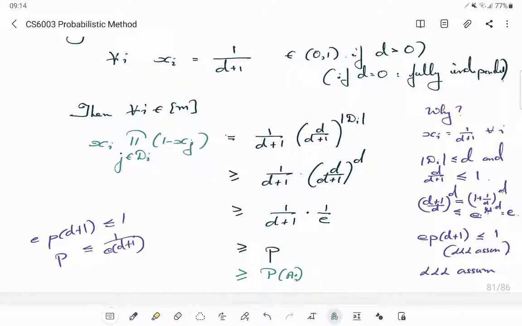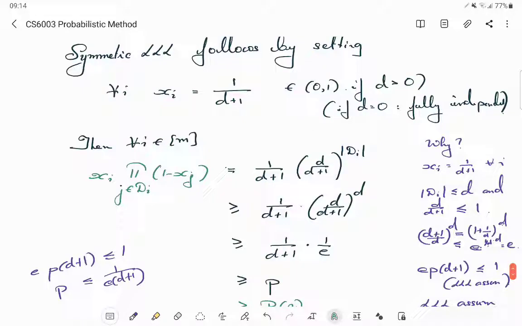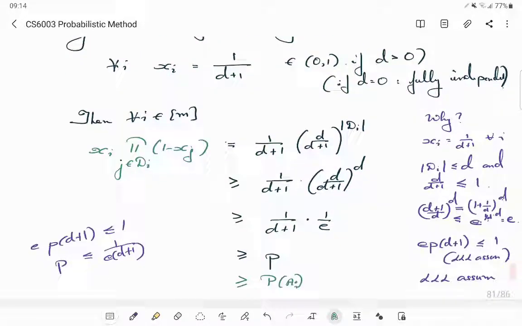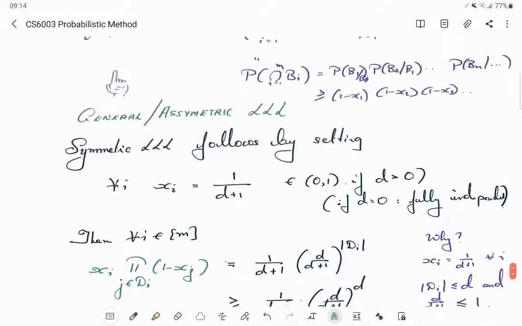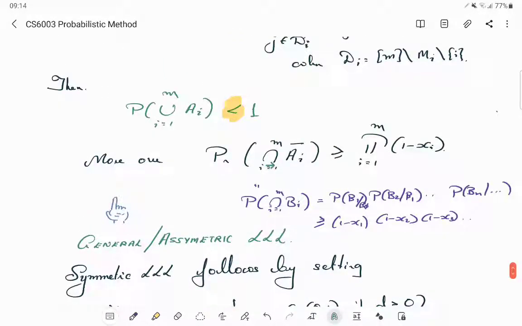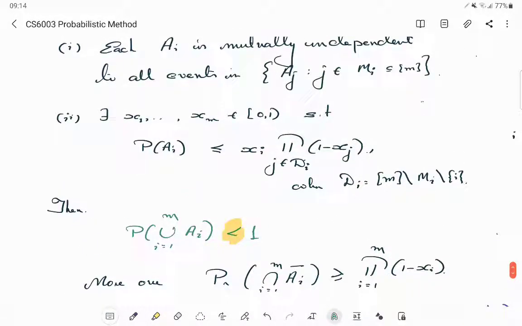So from the hypothesis of the symmetric Lovasz local lemma of our last class, with this setting of xi to 1 by d plus 1, we can prove the hypothesis of LLL V3, and LLL V3 will tell you that the probability of this union event is strictly less than 1, which is the same conclusion that we have in the symmetric version also.